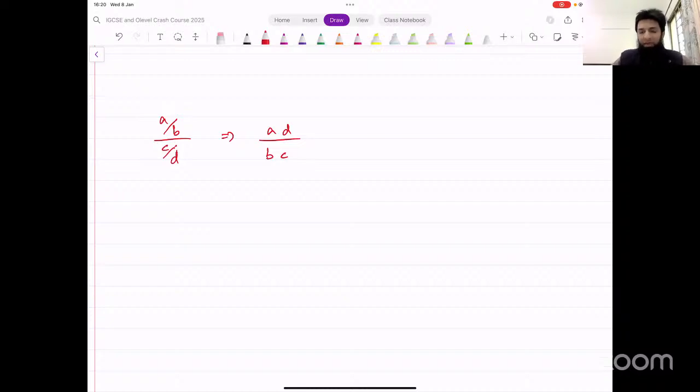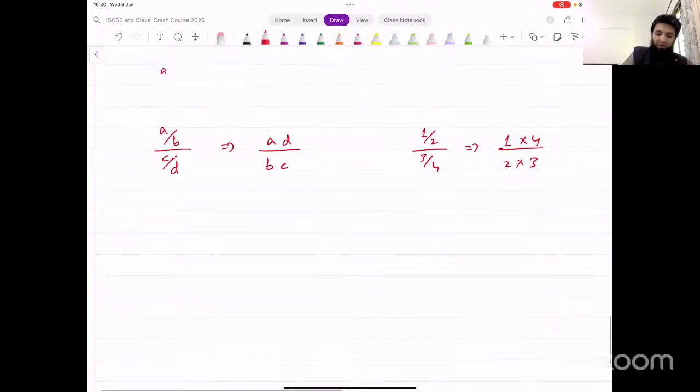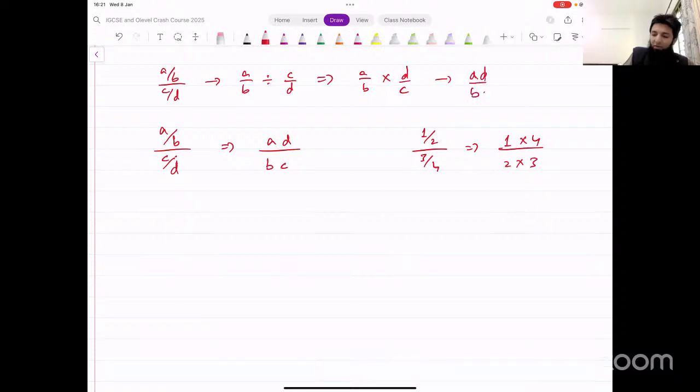Another way that people remember this is that you have number 1, number 2, number 3, number 4. Number 1 gets multiplied with number 4 in the numerator, and number 2 gets multiplied with number 3 in the denominator. Okay, now the logic of this is the same as before. So you've got A over B over C over D. You can write this as A over B divided by C over D, and then that becomes A over B into D over C, and that's the same thing as AD over BC.